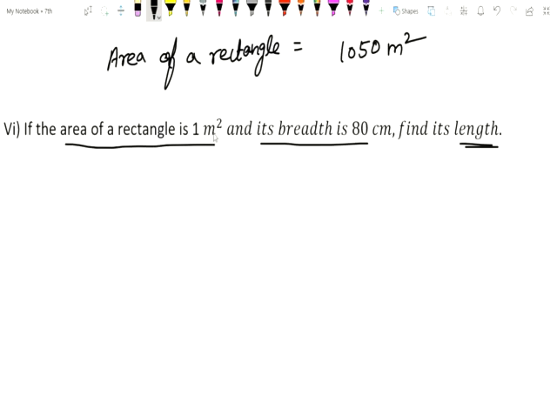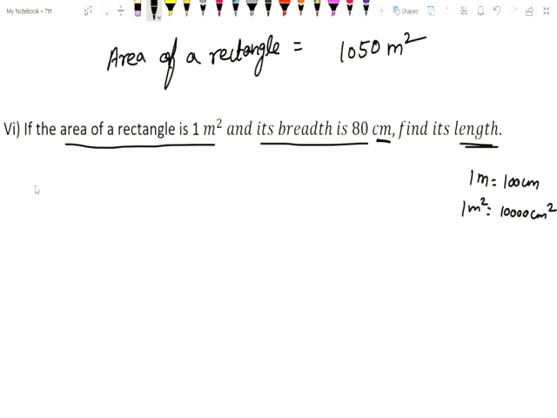See here, area is given in meter square, but breadth is given in centimeter. Okay. First you want to change this. So 1 meter square equal to how many centimeter, children? We are going to convert into centimeter square. Okay. So 1 meter equal to 100 centimeter. But 1 meter square equal to 10,000 centimeter square.